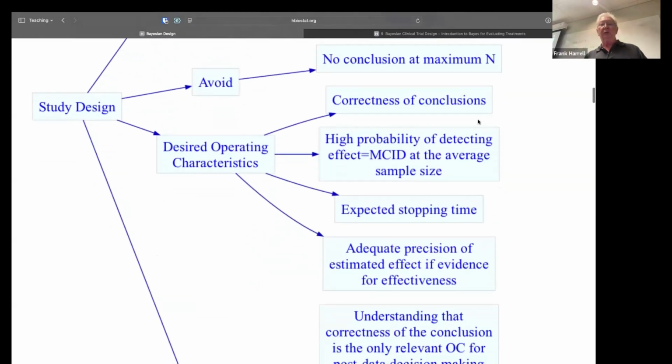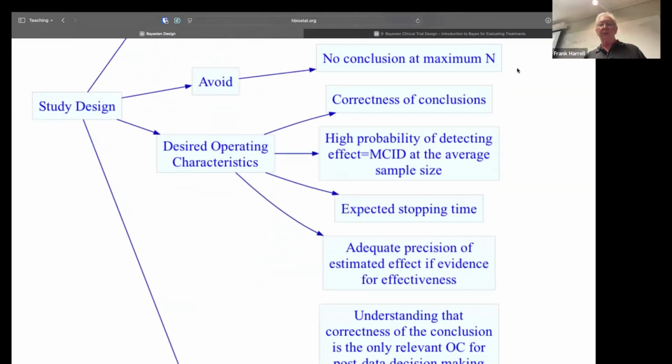And the thing we want to avoid almost at all costs is to not have any conclusion when you get to your planned maximum sample size. This is the worst thing, because that means you have enrolled patients, you've made them experience sometimes risk, sometimes just a lot of their time, as well as the investigators, and you don't know anything. We really don't want that to happen. We're going to work very hard on that one.